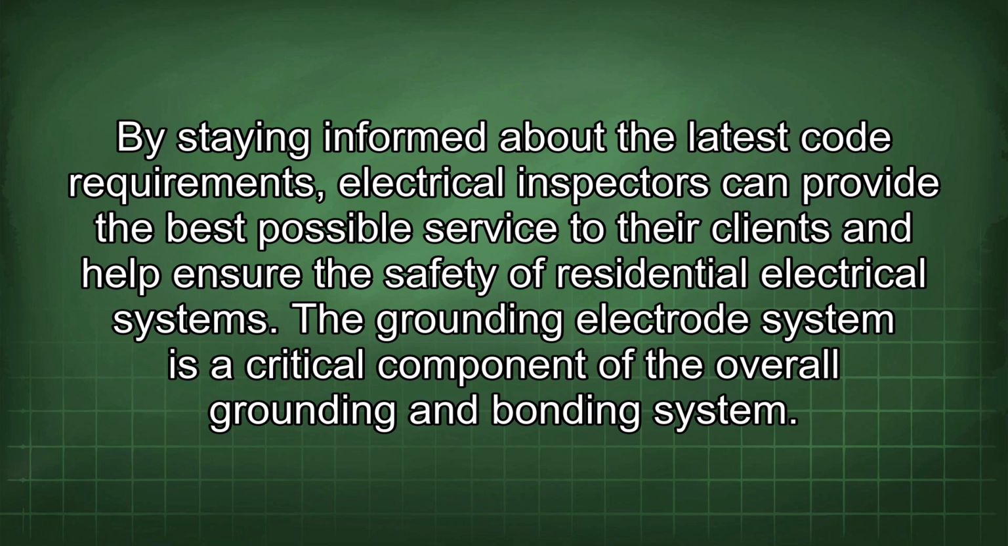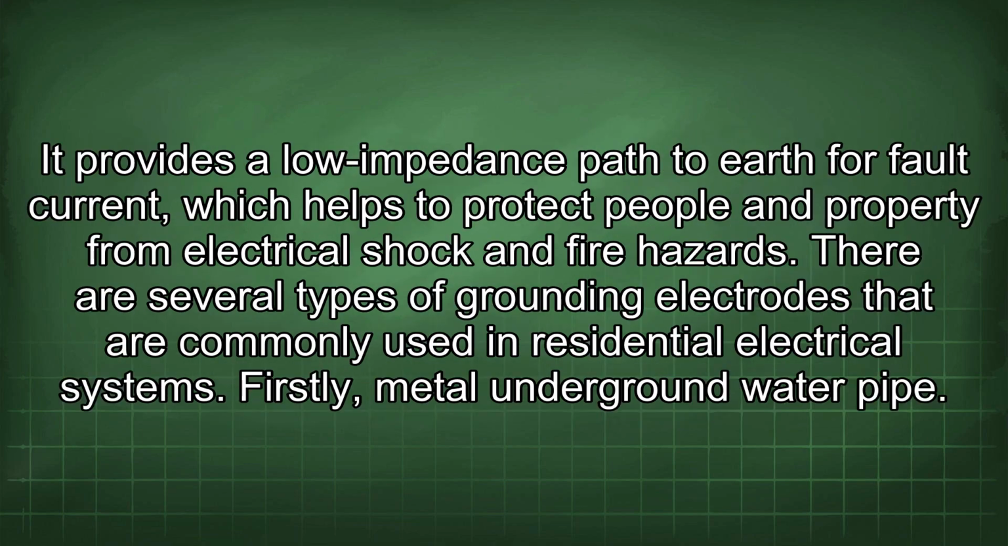The grounding electrode system is a critical component of the overall grounding and bonding system. It provides a low-impedance path to earth for fault current, which helps to protect people and property from electrical shock and fire hazards. There are several types of grounding electrodes that are commonly used in residential electrical systems.